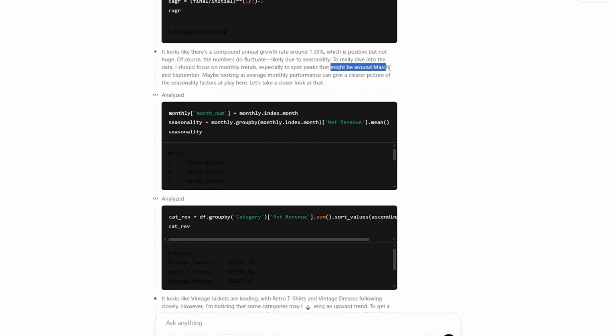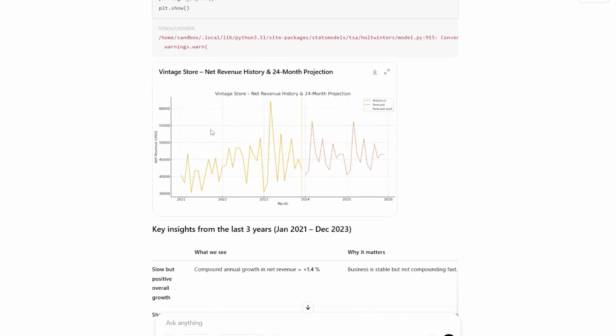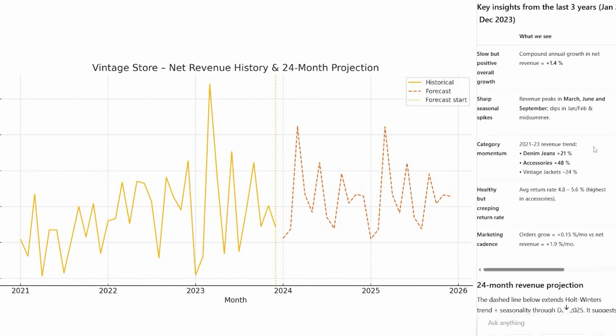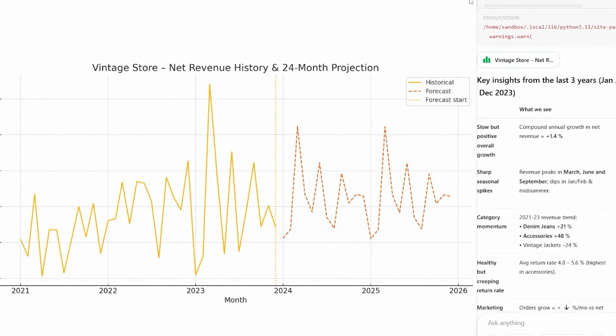Upload your business's data, whether it's from a Shopify store, e-commerce platform, or just a simple Excel file, and ask O3 to analyze it. You can even ask for projections based on different strategies, such as increasing ad spend or targeting certain customer groups. The insights you'll get will be incredibly valuable in fine-tuning your business strategy.